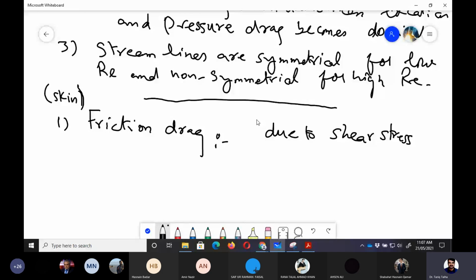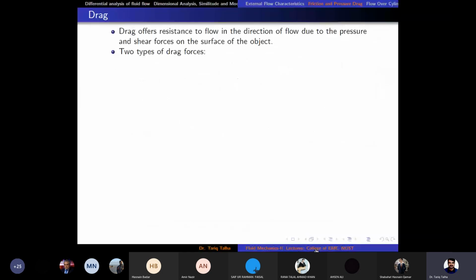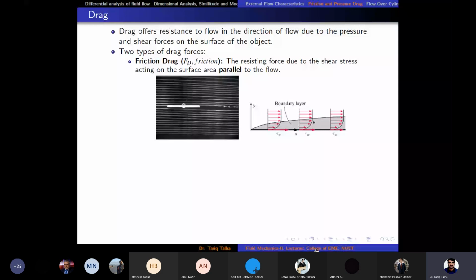And that would be more important when we have got streamlined bodies, like a thin flat plate which is placed parallel to the flow direction. It means that there wouldn't be any pressure drag, because the frontal area is very small and there is no flow separation. So that is why we have got only the skin friction drag.